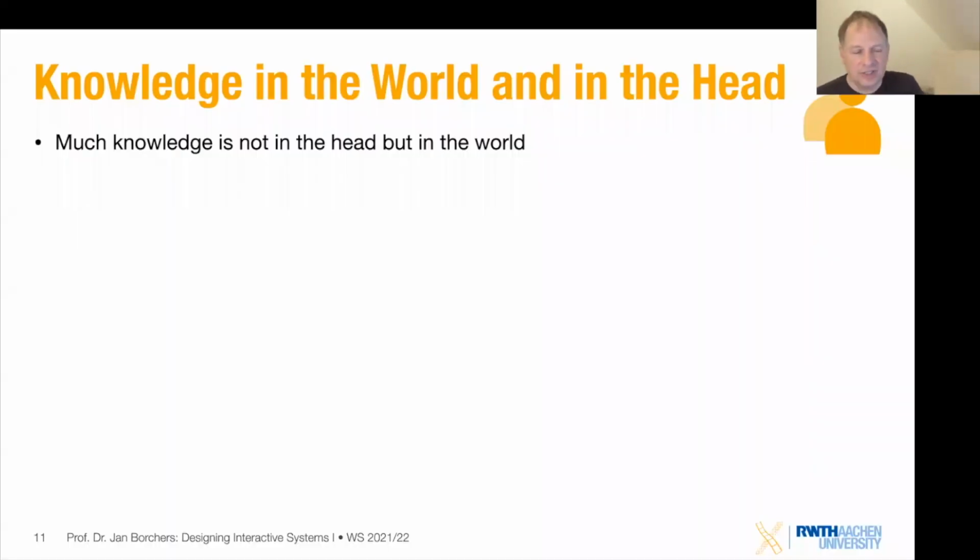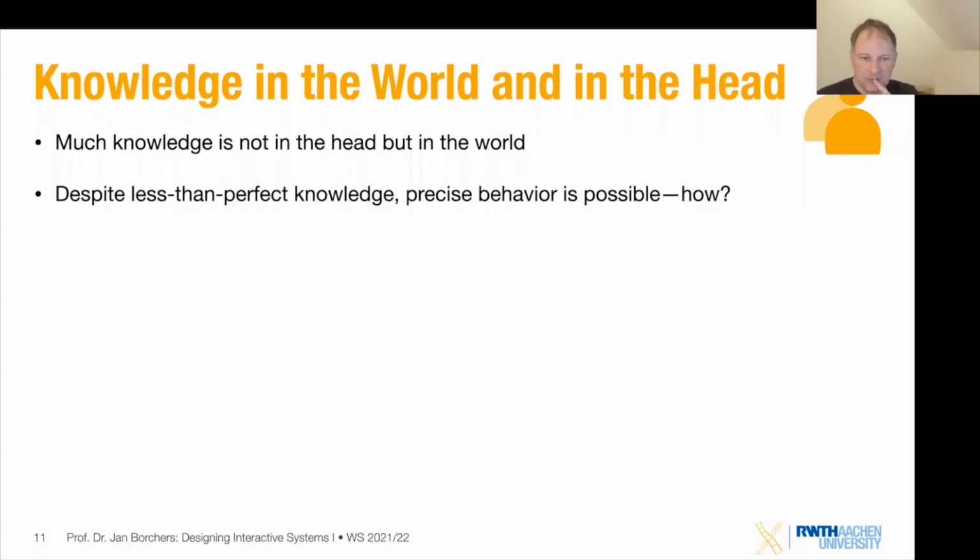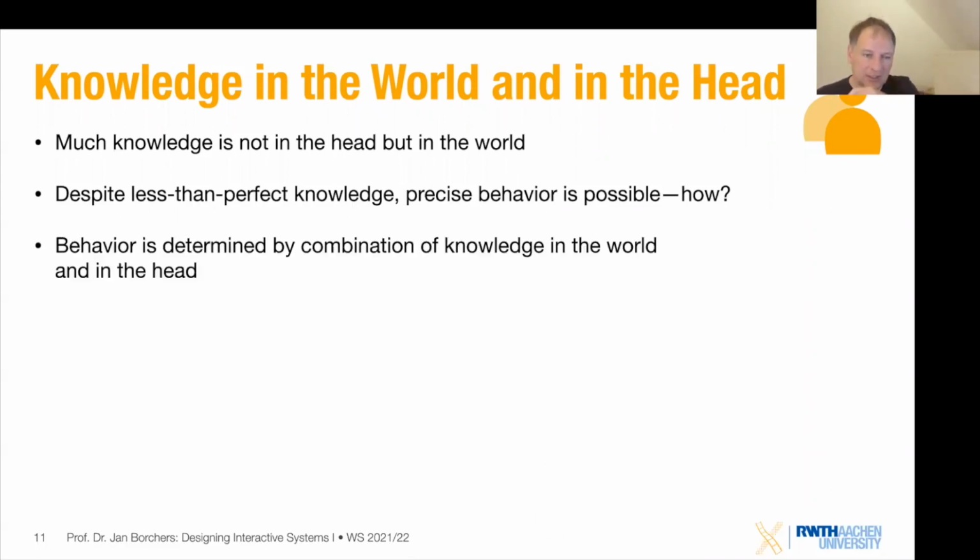So the point here is that a lot of knowledge is actually not in the head. You don't have it stored perfectly, but it is in the world. So obviously we have less than perfect knowledge in our head, but we can survive. We can act quite precisely with our environment. How is that possible? Whenever we have an interaction, we are using both knowledge in the head and knowledge in the world to do that interaction.